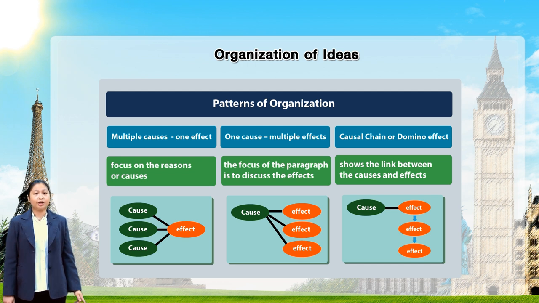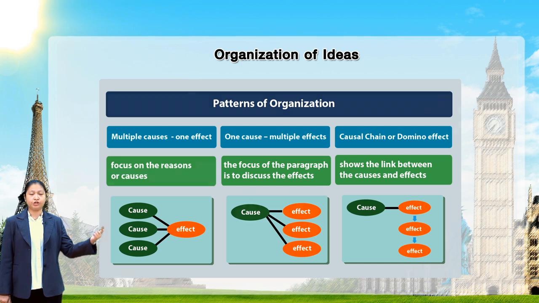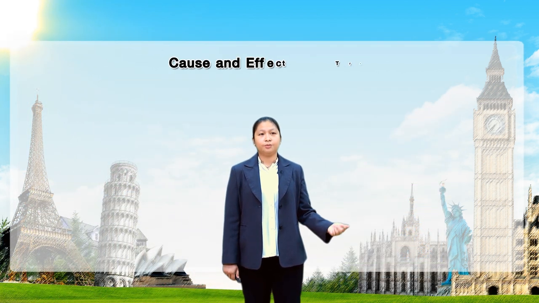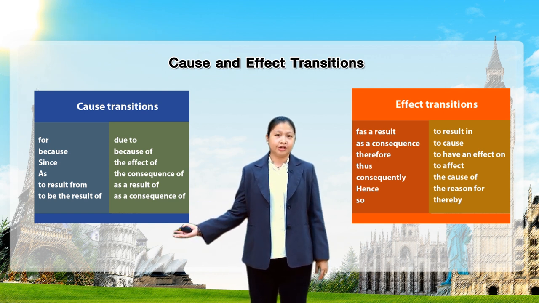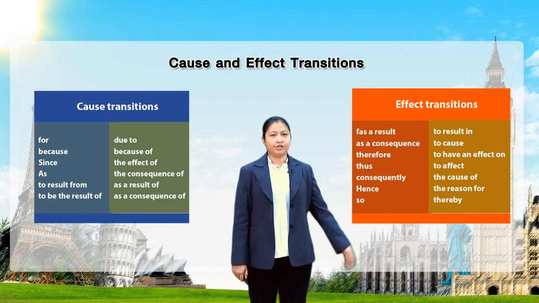In a cause and effect paragraph, to coherently talk about each cause or each effect, we use transition words. Here are the cause transitions and here are the effect transitions.